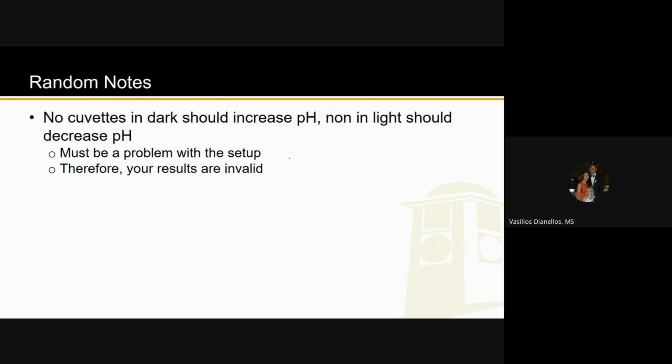And I've already mentioned this, but here it is in writing again. No cuvettes in the dark should have an increase in pH, right? If it's in the dark, it should be respiring. It should be producing carbon dioxide, which produces acid, which would decrease the pH, right? If it's in the dark, it should not increase. Likewise, none in the light should decrease, right? They should be increasing, because in the light, they should be photosynthesizing, using carbon dioxide, reducing the carbonic acid.